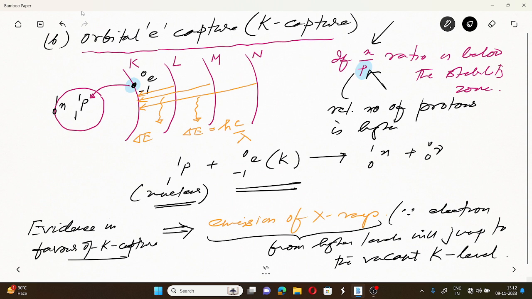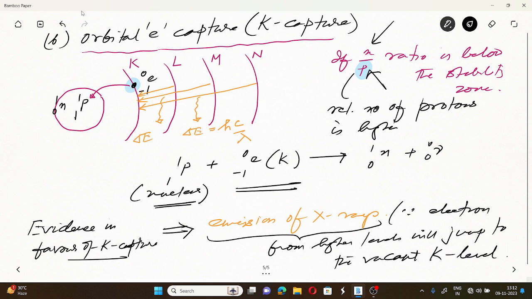So this is one way of explaining why a nucleus can be unstable. What is the cause of radioactivity? As the cause of radioactivity, we are saying the nucleus is becoming unstable. So if the N by P ratio is not in the stability zone, as we have been mentioning, then such nuclei will be unstable.